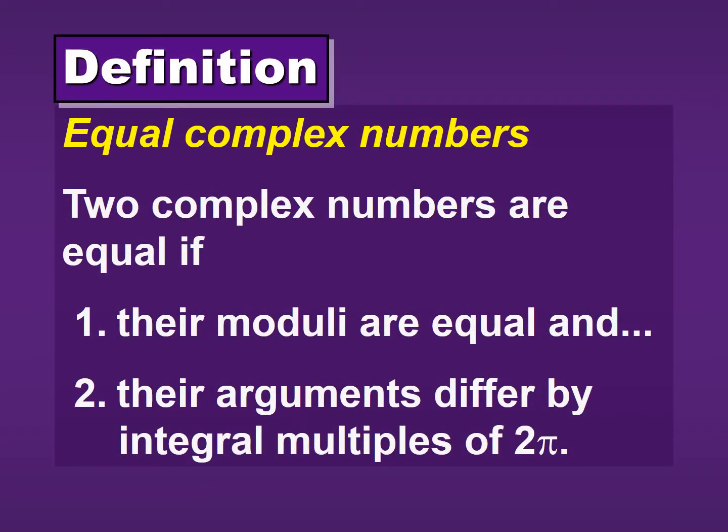All right, there's a definition for equal complex numbers. Complex numbers are equal if their moduli are equal, so their distances are equal, and if their arguments, or their angles, differ by multiples of 2 pi. Even though their real and imaginary parts, a and b, can be different, the numbers can still be equal as long as their moduli are equal and their arguments differ by integer multiples of 2 pi.